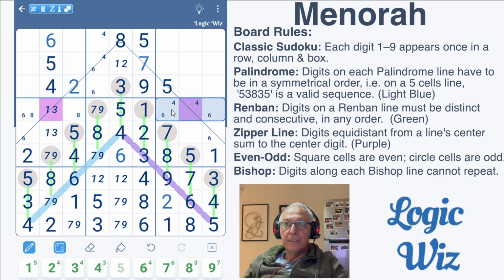If 6 is here, 6 must be here on the bishop line. If 6 is here, 6 is already on the bishop line. Therefore, this one cannot be a 6, because here the 6 must be on the bishop line. Therefore, this one must be a 6.